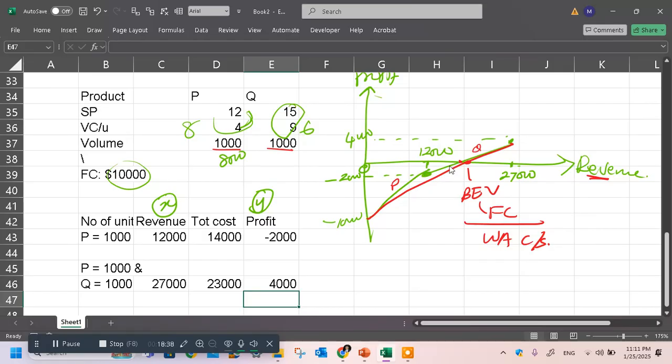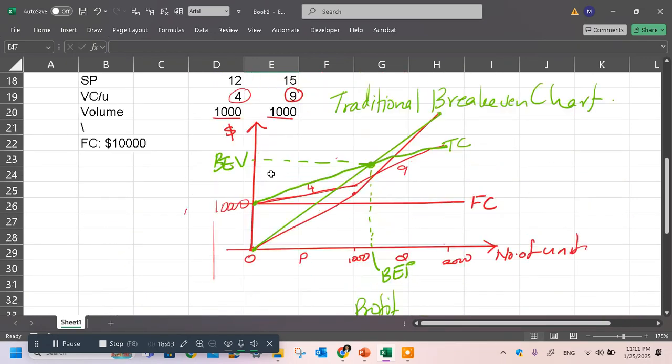Clear? That's all the break-even graphs you have. With these three, CVP 1 was all about single product. CVP 2 video was about calculations on multiple products. This is CVP 3 where I have explained the graphs.